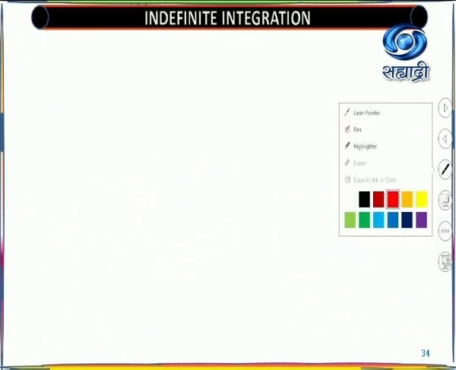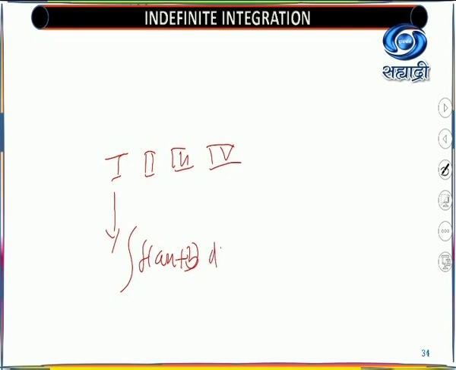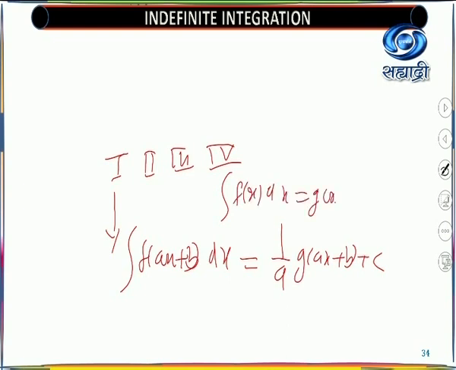We have seen the substitution theorem, in which we learned how to substitute and get the integral, and the corollaries based on that. Four corollaries we have seen. So what is the first corollary? The first corollary says that if the integral of f of ax plus b dx, then by the substitution method you will get 1 upon a g of ax plus b plus constant of integration, provided the integral of f of x dx is equal to g of x plus constant of integration. So this is the first corollary.